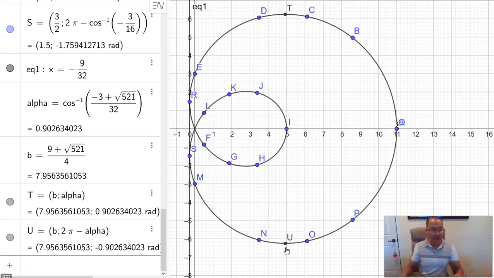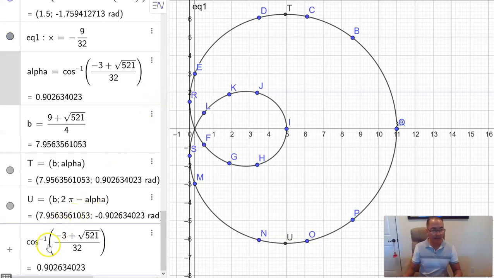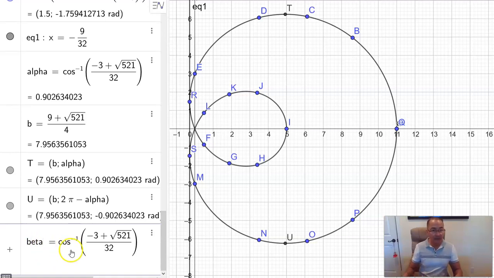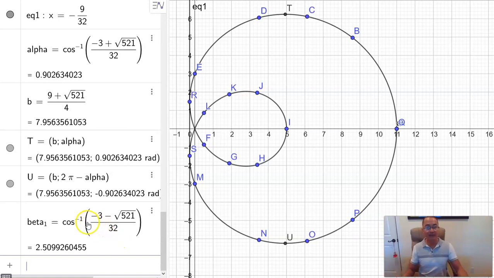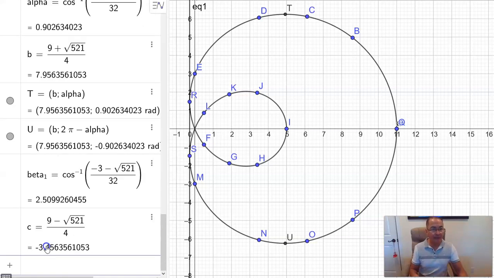Okay, so now we have to do the other pair of points, which are in the inner loop. So we will change that plus or minus. So we will duplicate input. And there it is. So we will call this beta. I hope it doesn't freak out. Turn the plus into a minus. And okay, gave it a different name, beta 1. So that's fine. And the r value is 9 minus. So duplicate input. So there will be a 9 minus this time. Okay. All right. So we have a negative r value.